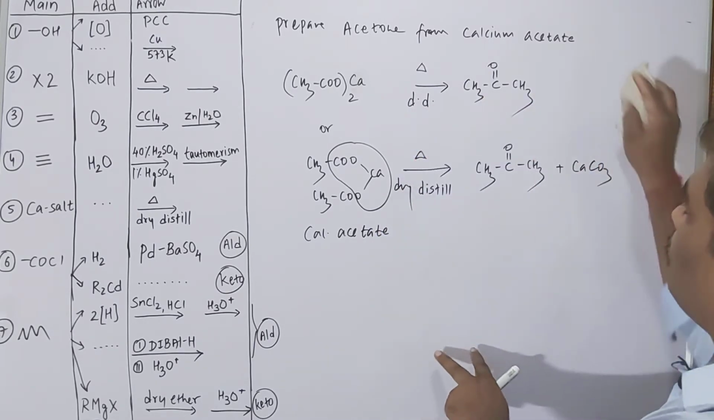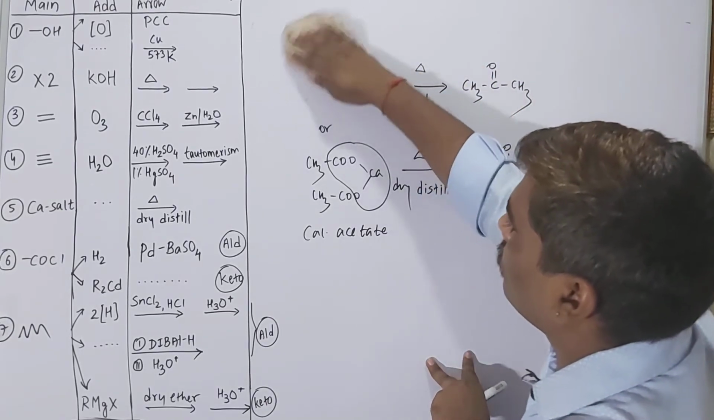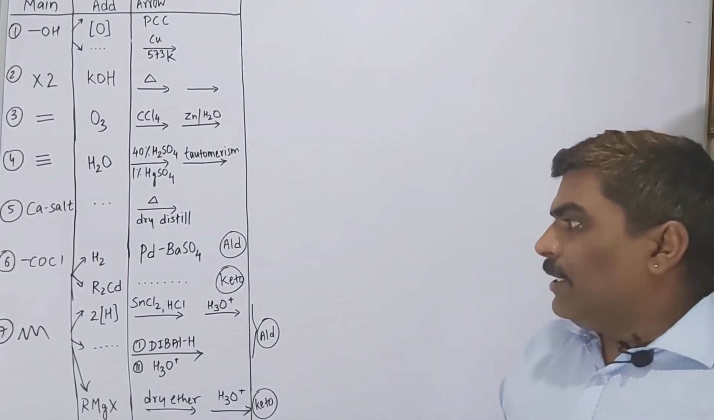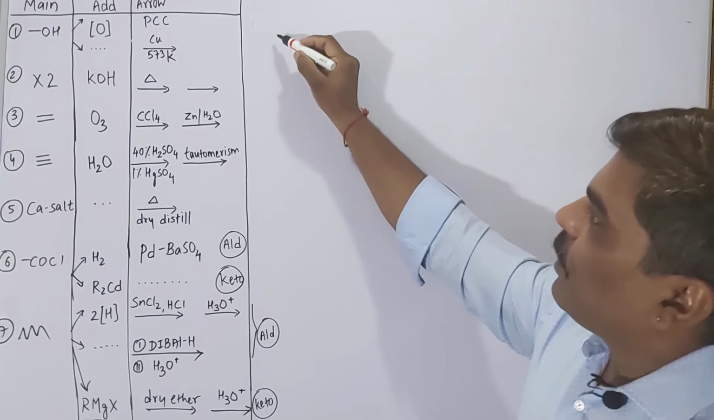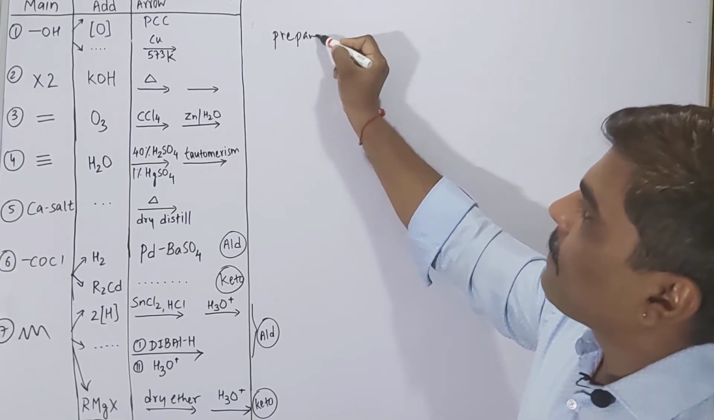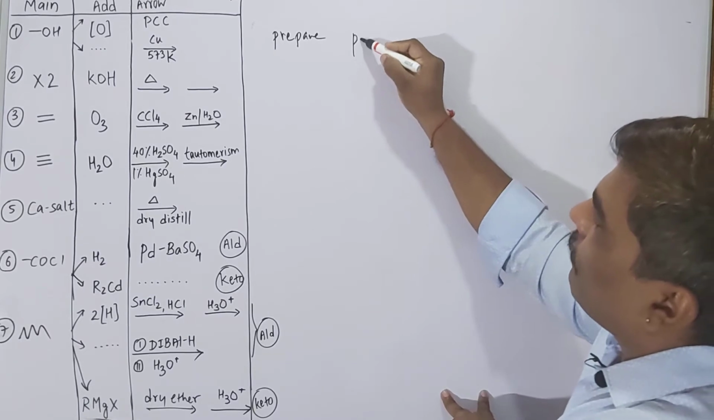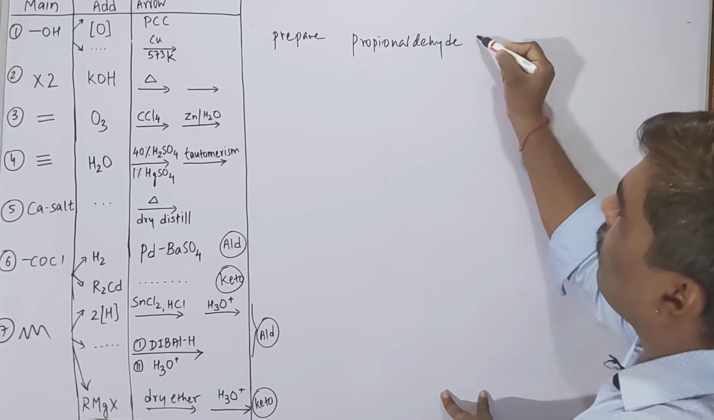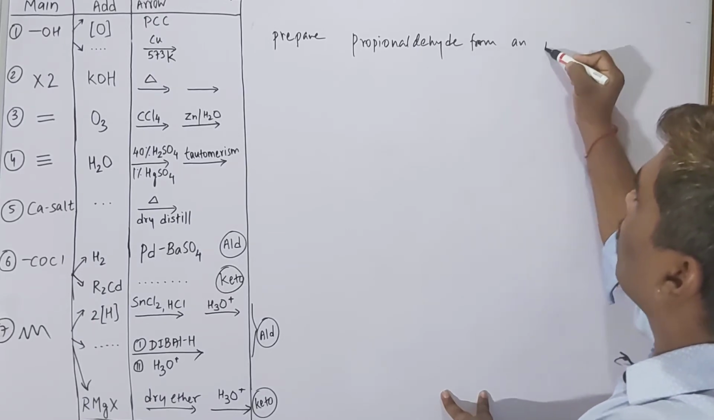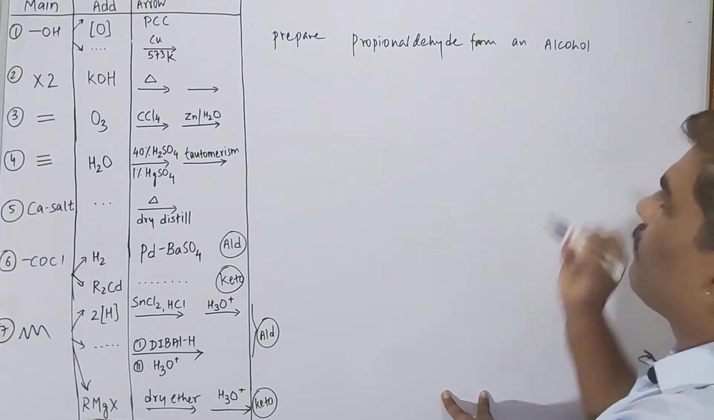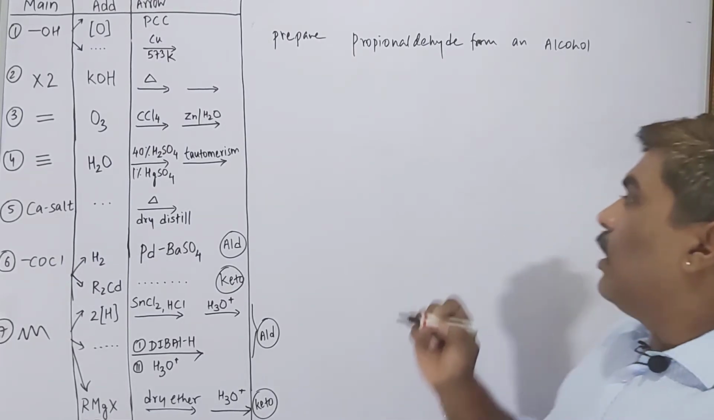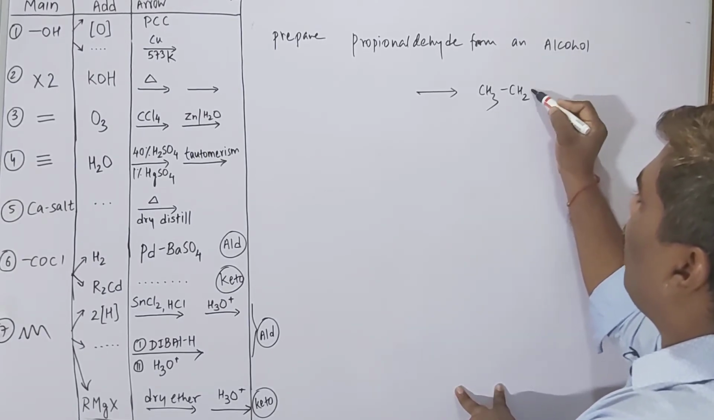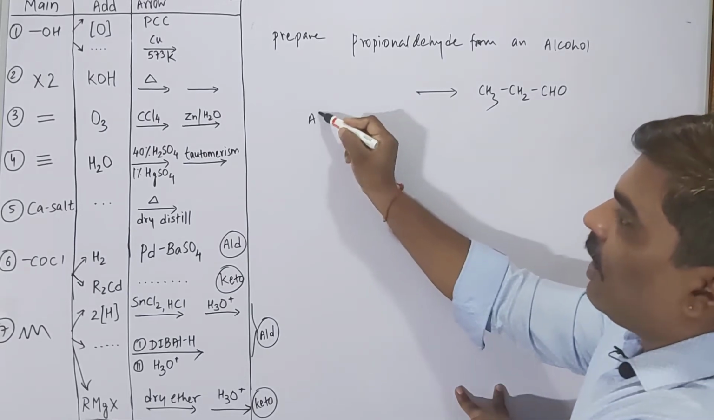Now another question. Say this time if our question is we want to prepare propionaldehyde from an alcohol. Now what to do? As we want to prepare propionaldehyde, you know the structure very well, and the alcohol is not given.